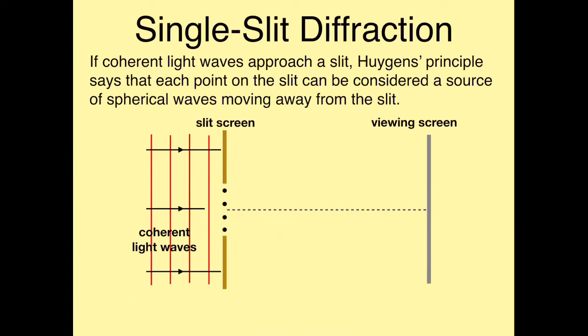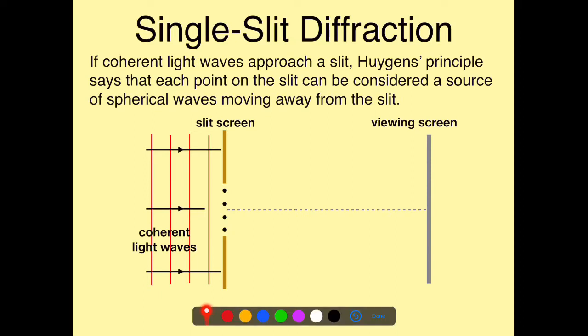Here's the basic setup. We have two screens. One of them is our slit screen, which just has a single narrow slit opening on the screen. Okay, so light can go through that narrow slit, and then after going out of the narrow slit, we can project that light onto the viewing screen over here. That's the basic idea. Now, in order for this to work, the light has to be coherent. So the easiest way to do this is to use a laser as your source. That will produce coherent light waves.